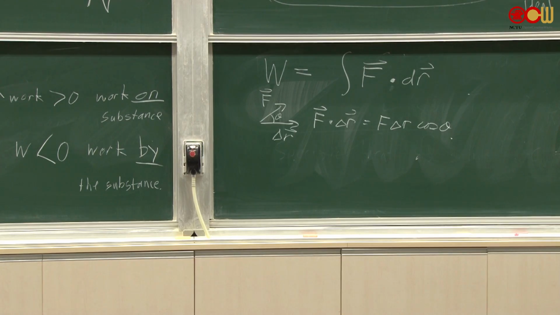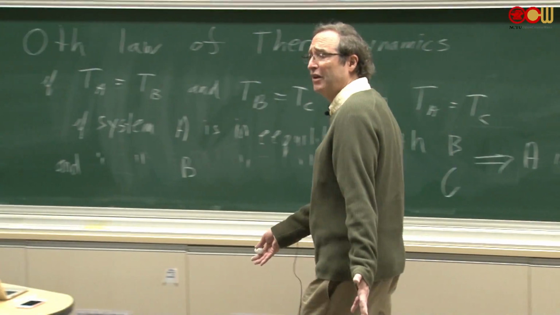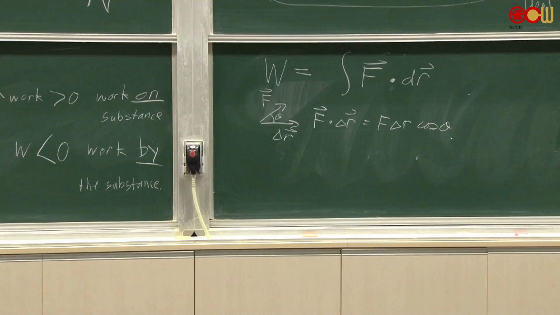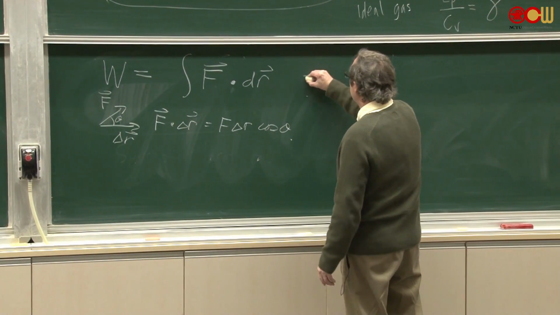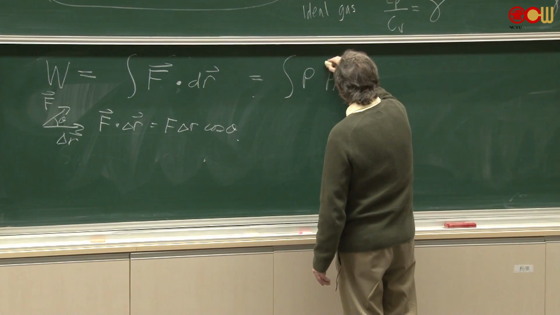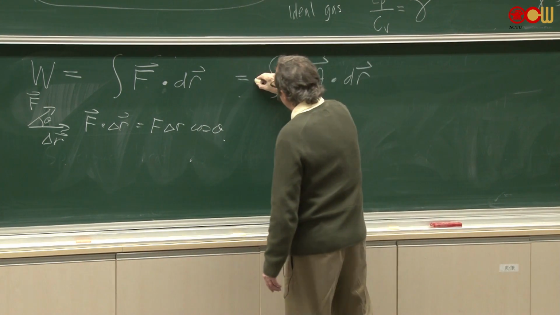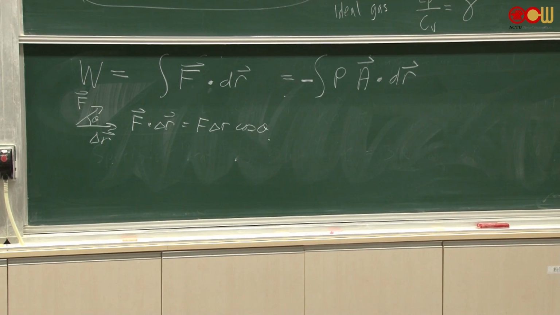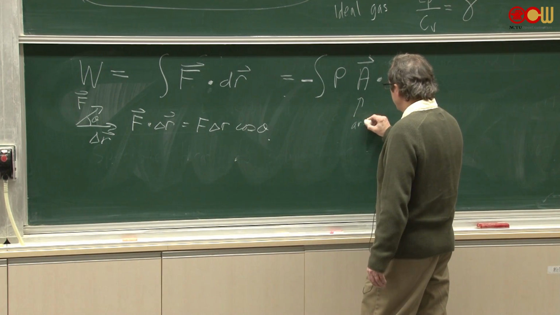Now, we're not interested in forces. We want to write this in terms of pressures. So we know that the pressure is the force per unit area. So this is equal to pressure times some kind of area vector dotted into dr. And we have a minus sign there. I'll talk about that minus sign in a minute. So what is this? This would be like some kind of area.